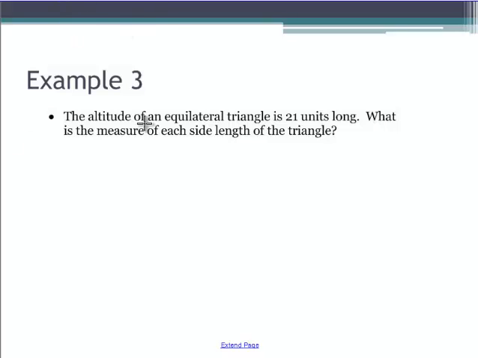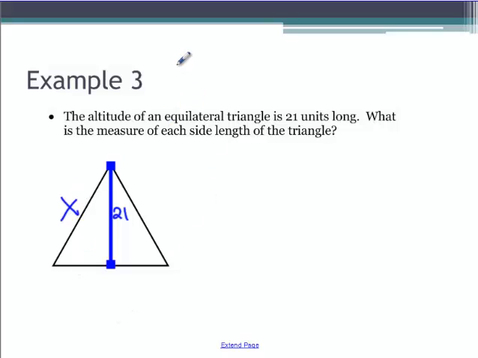Take a minute, read this one. Go ahead and start drawing an equilateral triangle. Each side in the equilateral triangle is what we need to find. We know that the altitude, let's draw that in, is 21. So I need to find first this side right here, because all three sides are the same. So 1 over leg, square root of 3 over leg, and 2 over the hypotenuse.